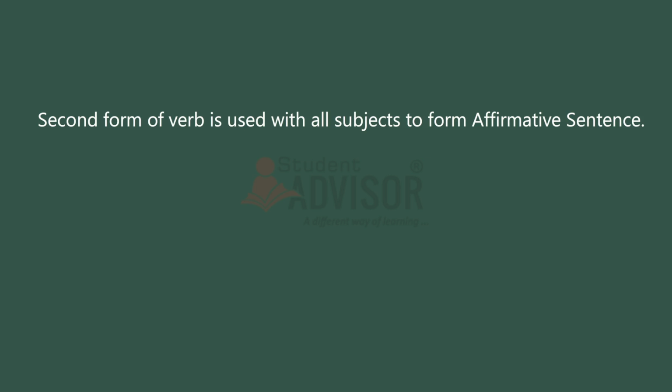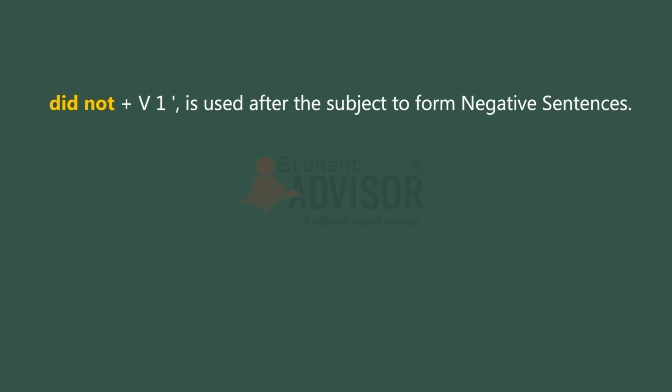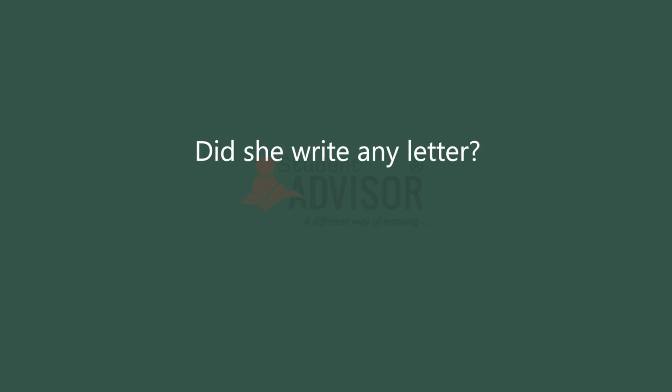The second form of the verb is used with all subjects to form an affirmative sentence, like they went to the club. Did not plus V1 is used after the subject to form negative sentences, like she did not weep. Did is added before the subject in the beginning of the sentence, and a question mark is placed at the end of the sentence to form interrogative sentences, like did she write any letter?